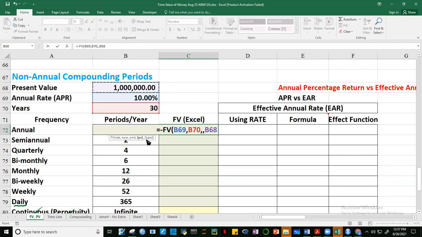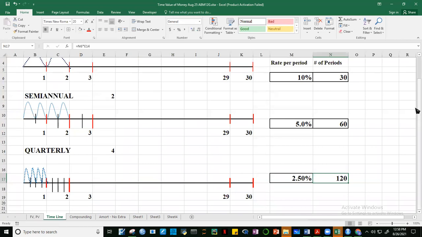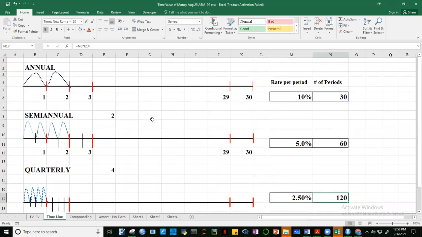And then ignore the type kasi yung type natin, guys, hindi naman siya annuity, no? Control Enter. So you have this 17,449,402.27. Okay? So yung 1 million natin ngayon, in 30 years time, at 10%, magiging 17,449,402. Okay, now it will be different kung computation is done, computation interest is done 2 times a year. Ang tawag doon guys, semi-annual. Okay, so how does that look like? So if we plot this, itong timeline natin, pakita ko lang okay, yung sa second worksheet natin.